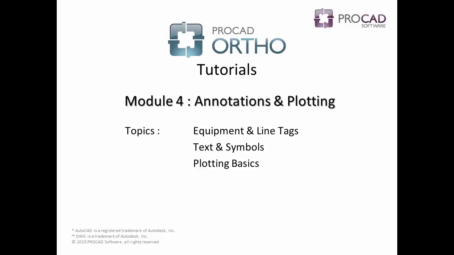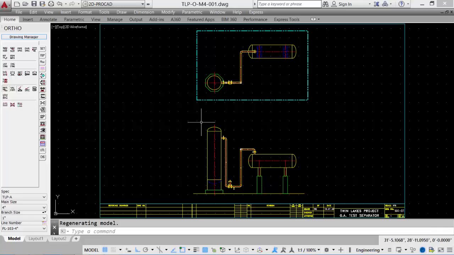Module 4, Annotations and Plotting, covers the following topics: equipment and line tags, text and symbols, and plotting basics. The first topic in Module 4 is the equipment and line tags. We are now ready to annotate and add some text and information.